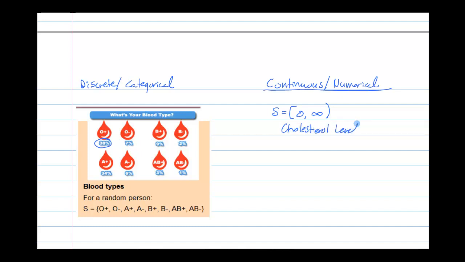Now, interestingly enough, infinity probably isn't reasonable, and 0 probably isn't reasonable either because there's naturally occurring cholesterol, but this would definitely cover the span. We could probably tighten it up a little bit as well, but this definitely covers the span of cholesterol levels. Now, when you report your cholesterol, it's usually to the nearest integer, but really our measurement device could give us very precise numbers anywhere between 0 and infinity for this example.